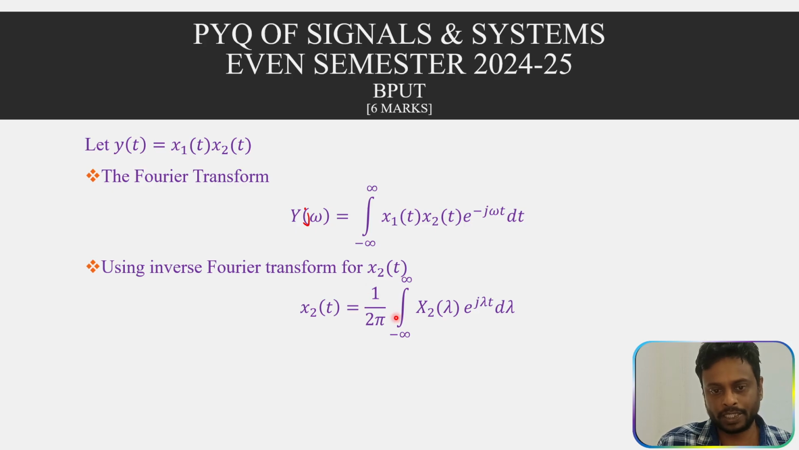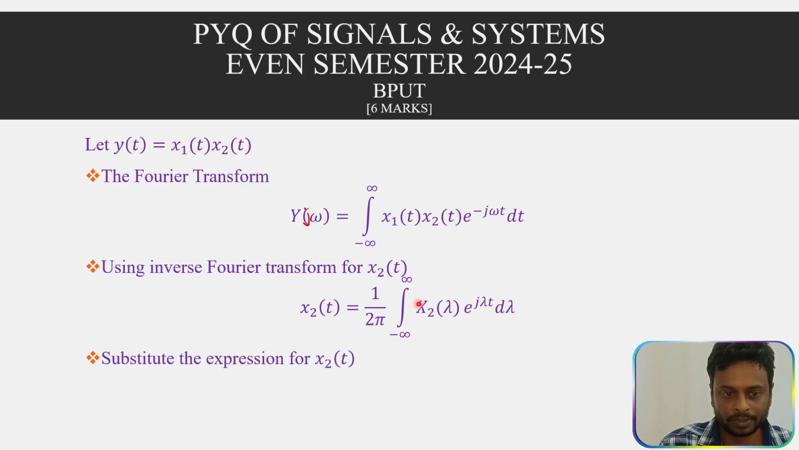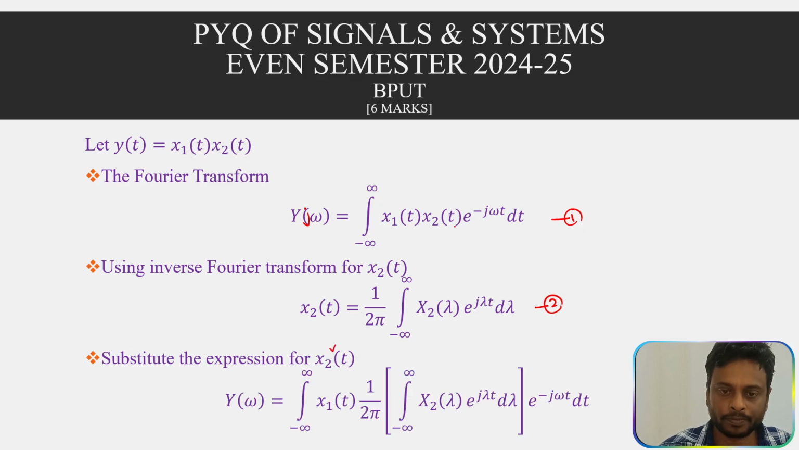This is the inverse Fourier transform. It will be the integral from minus infinity to plus infinity of x2 of lambda into e to the power of j lambda t. This is your inverse Fourier transform. So let us substitute this into this equation. Suppose this is our equation 1, and this is our equation 2. So substitute the expression for x2 in equation 1. So this will be our equation.